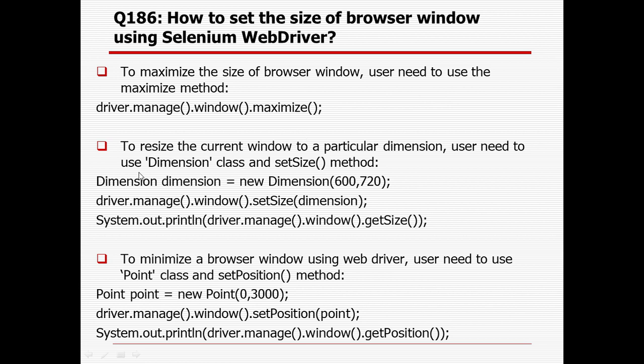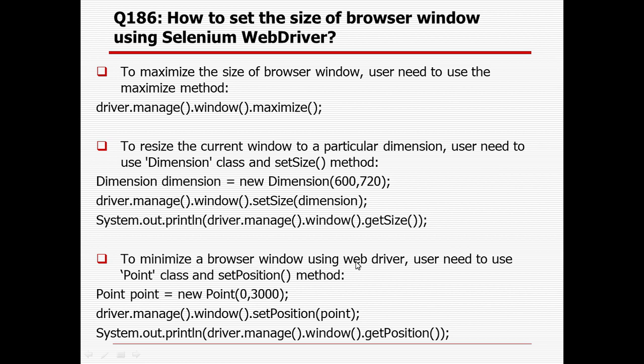In case we need to resize the current window to particular dimensions, we use the Dimension class and the setSize method. With the Dimension class, we create an object or instance, passing the x-axis and y-axis pixels. Then you use the setSize method, passing the Dimension object you created. Once the dimension is set, you can get the size. Another method available is the setPosition method.